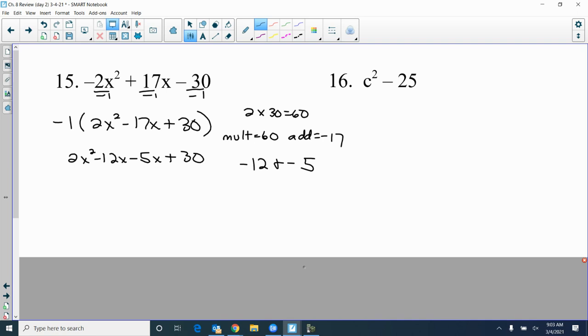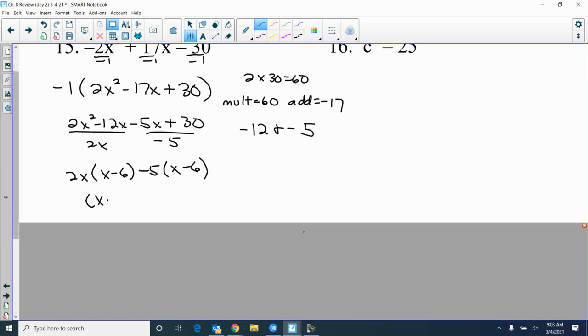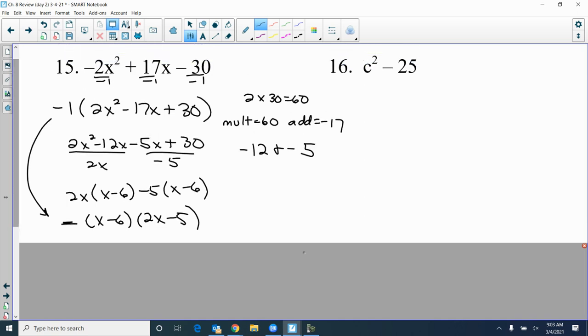Okay, all right, GCF 2x. GCF negative 5. I get x minus 6. Negative 5, x minus 6. Don't forget to put the negative out in front. You can just write it as a negative, or you can make it a -1. Either way is fine. We get x minus 6 times 2x minus 5.